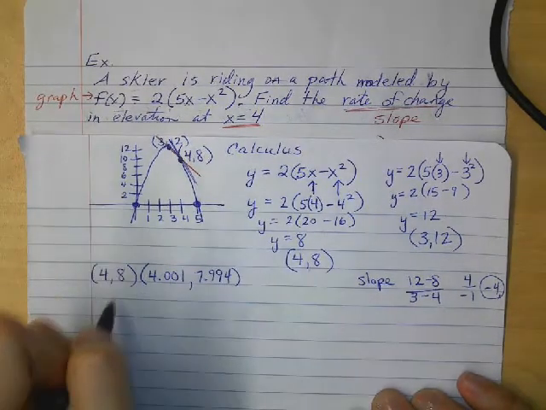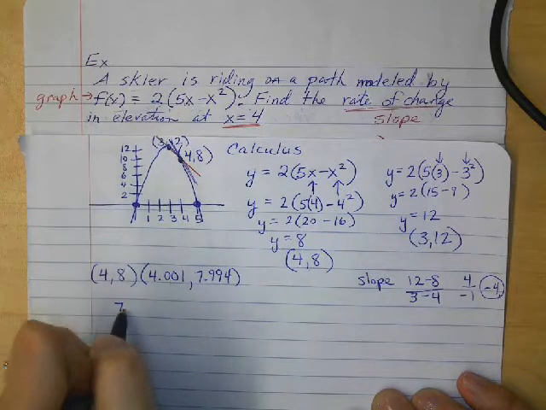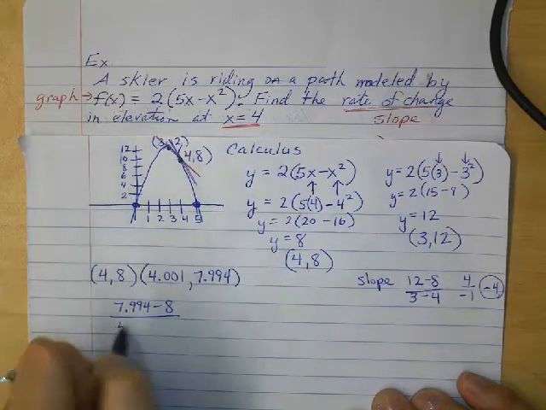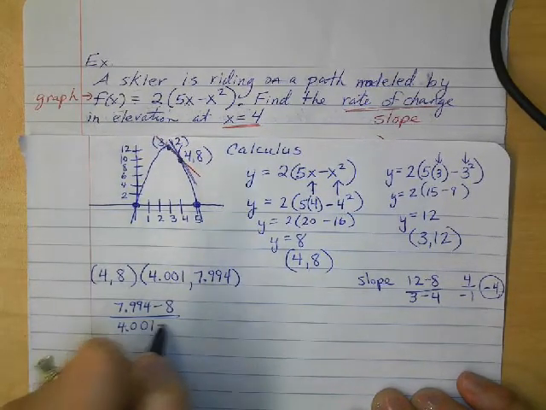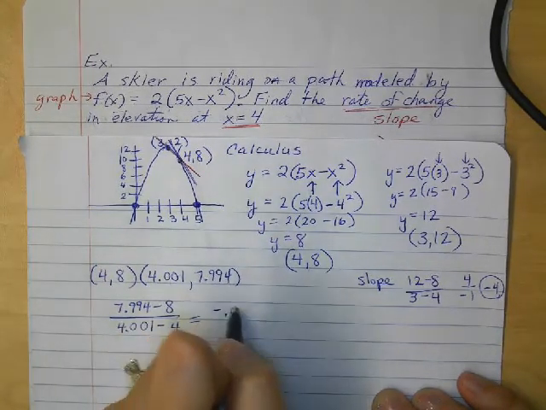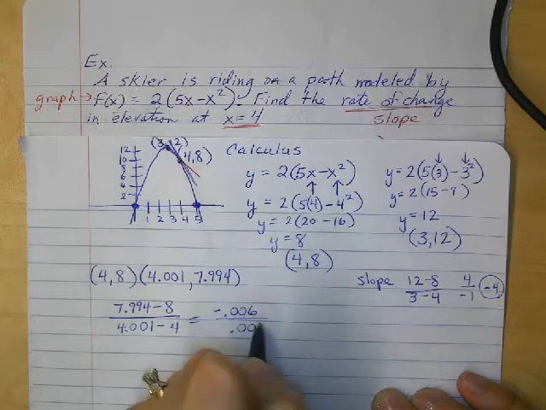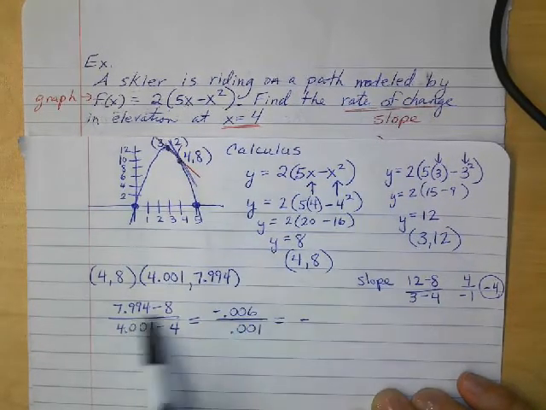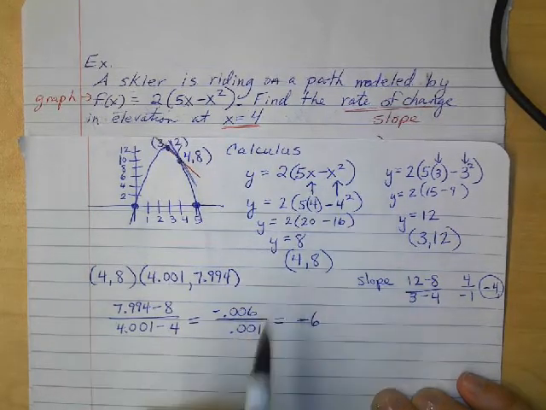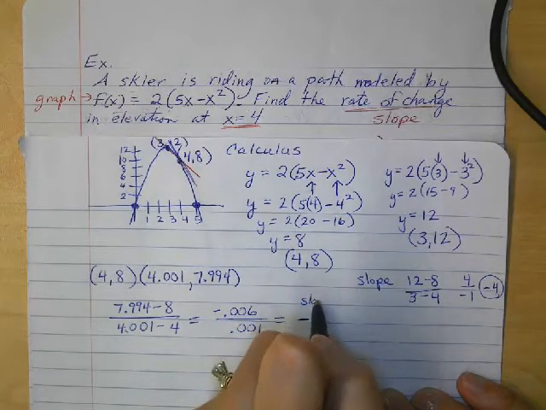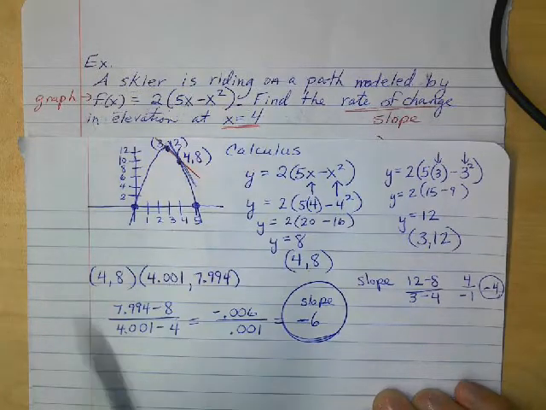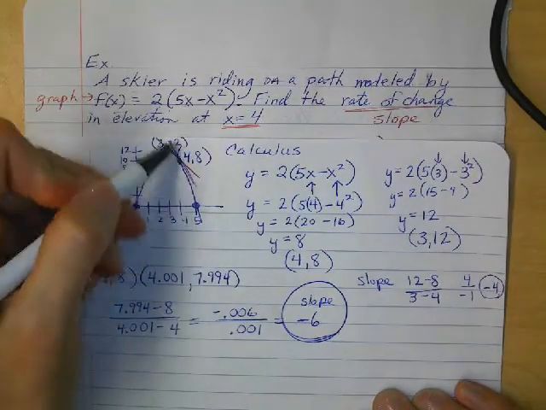So do the slope again. Do 7.994 minus 8 and 4.001 minus 4. Let's figure out the slope here. If you do the math and subtract those and find the slope, you get -6. And that would be the best estimate. That would be a really good estimate. The answer for this problem could be a slope of -6.